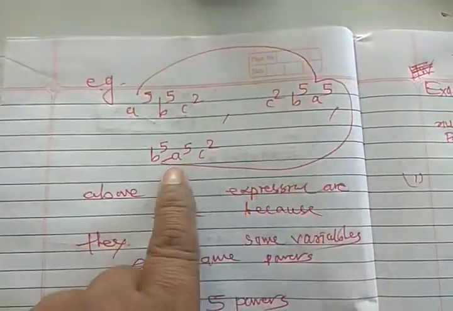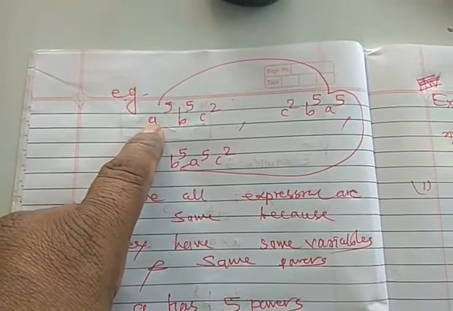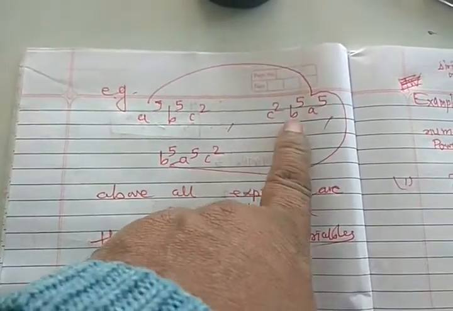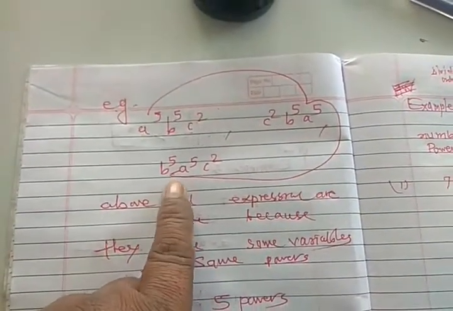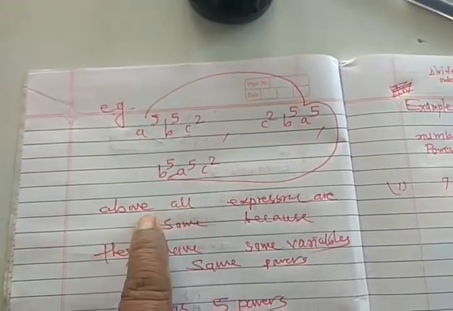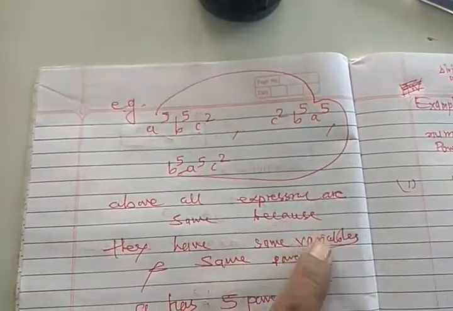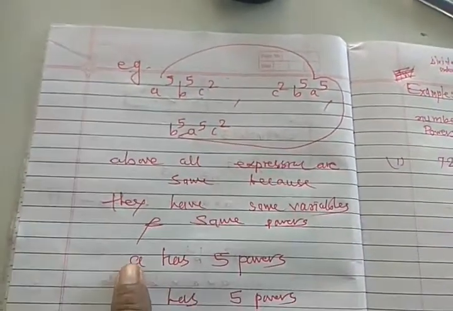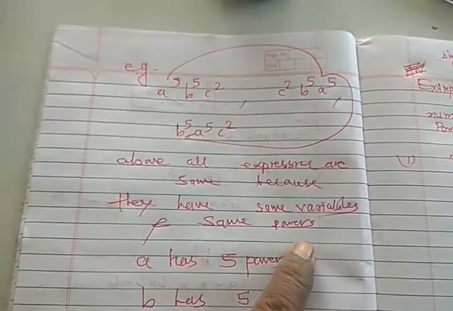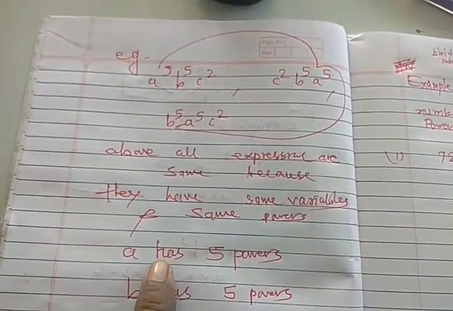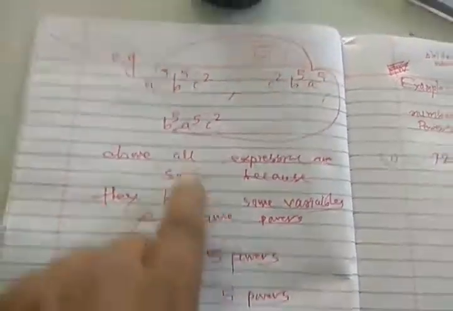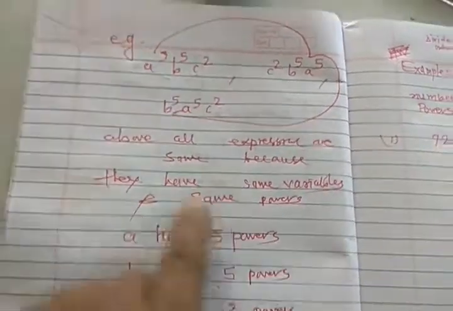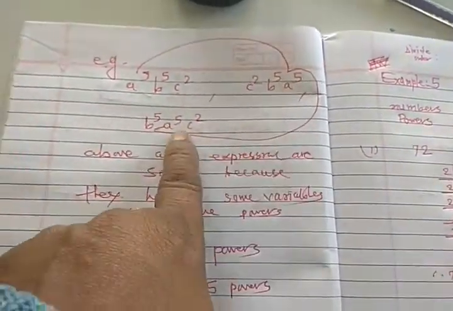Now are these expressions the same? You see, this is a raised to 5, b raised to 5, c raised to 2, c raised to 2, b raised to 5, a raised to 5, b raised to 5, a raised to 5, c raised to 2. Here all the above expressions are same because they have same variables, a b c here, a b c here also, and they have the same power. They have same base, same variable and same power. See, a has 5 powers, a raised to 5, here also a raised to 5. B has 5 powers, b has 5 powers.